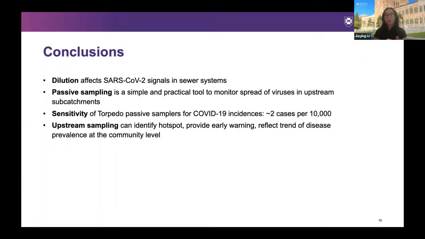This is an important parameter for site selection, and upstream sampling can identify hotspots, provide early warning and reflect the trend of disease prevalence at the community level.